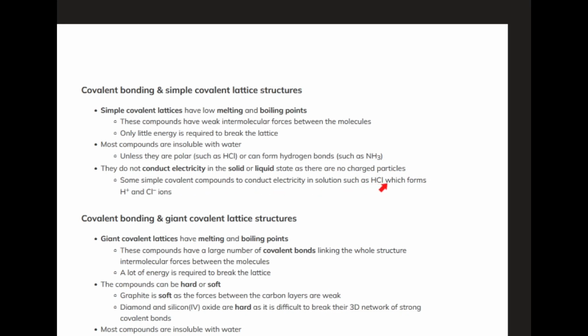In solutions such as HCl, which forms H+ and chloride ions. That means HCl can conduct electricity in solution. As we know, HCl is a simple molecule, but when it dissolves in water, it becomes ions, and hence it can conduct electricity. It seems like it has ionic properties, but it is a covalent molecule. Now let's move on.